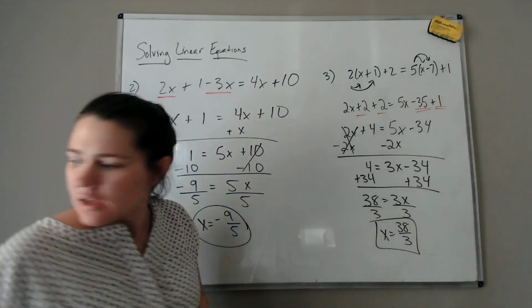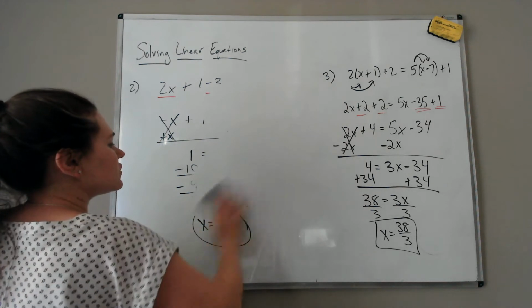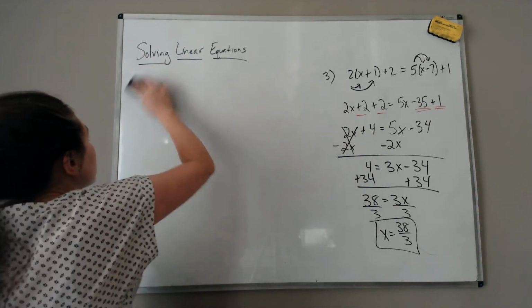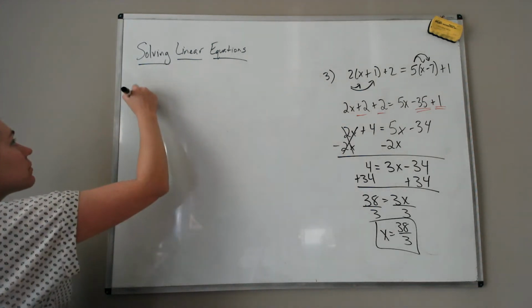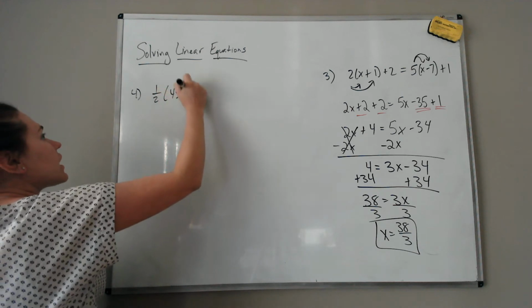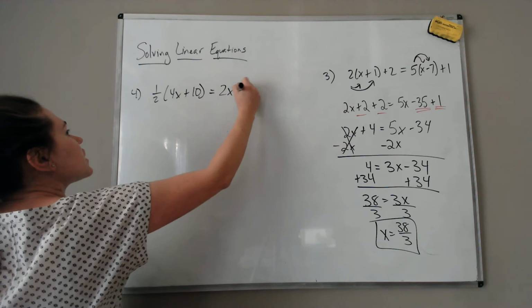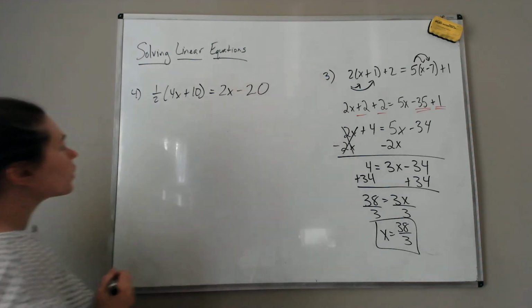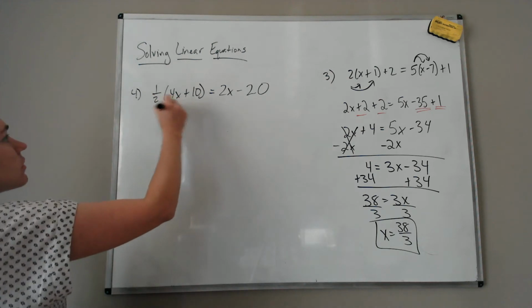All right, now let's go into special cases here, okay? Special cases. There are 2 kinds of special cases when solving linear equations. Number 4, so we'll do 1/2 times 4x plus 10 equals 2x minus 20.